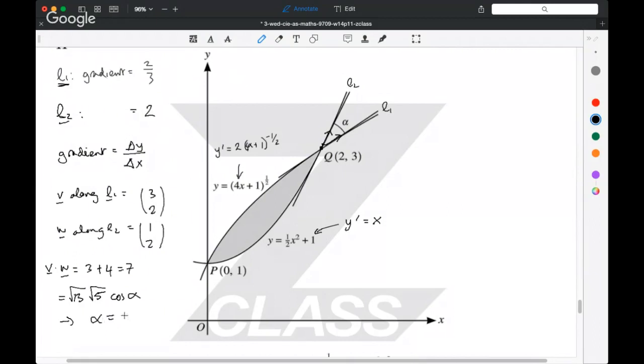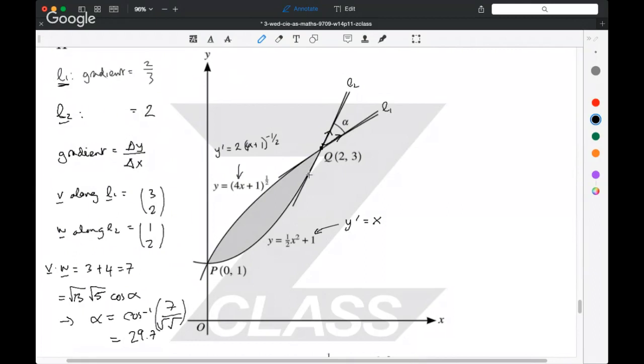So alpha is going to be equal to the inverse cosine of 7 over that square root, the other square root, and this gives us 29.7 degrees. So that was a bit challenging, wasn't it?